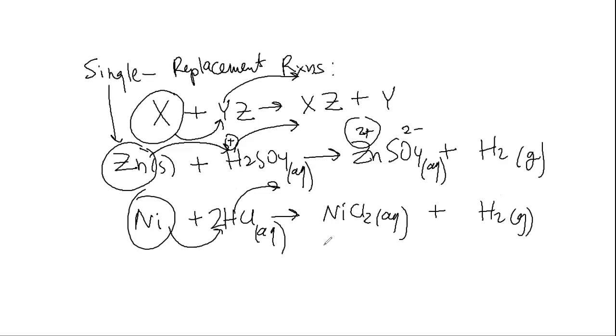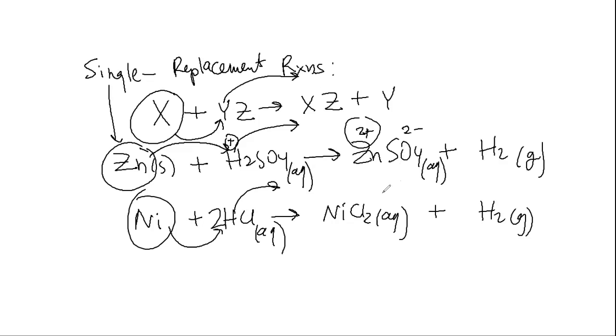Now, when you have single displacement or single replacement reactions, these are generally oxidation reduction reactions. And usually, when you look them up, somewhere in your textbook there is what's called the metal activity series. And if you don't know the products of these reactions, you can look them up in the metal activity series. And they will tell you, guys, what the products are based on the metal activity series.